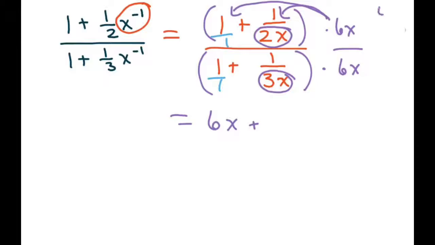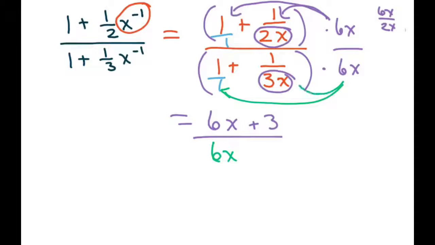divided by 2x. You have 6x over 2x, and that just equals 3. And then for the denominator, 6x times 1, which is just 6x. Then you multiply those two, you're going to get 6x over 3x, and that just equals 2. And that's your final answer.